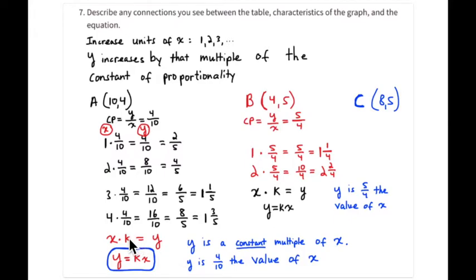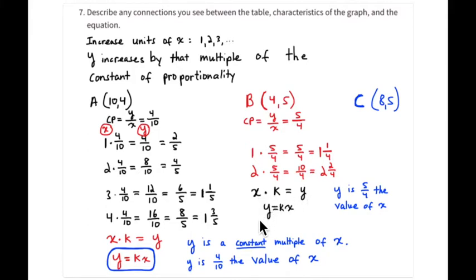So this is constant, it's not ever changing. So that's why it's called k, or the constant of proportionality. And so y equals kx. For b, 1, 2 times 5/4 gives you the value for y. This is simplified to a mixed number, 1 1/4 or 2 2/4. So you have, again, x times k equals y.